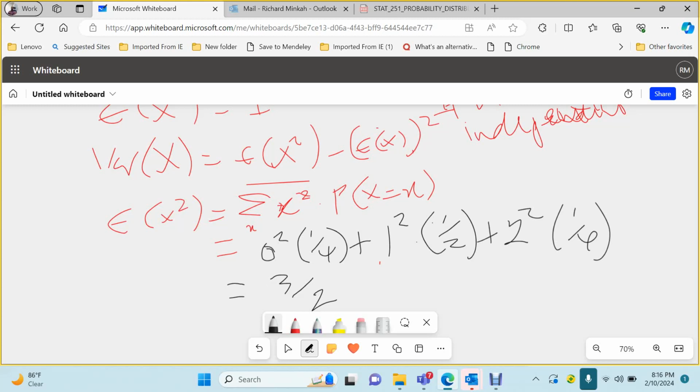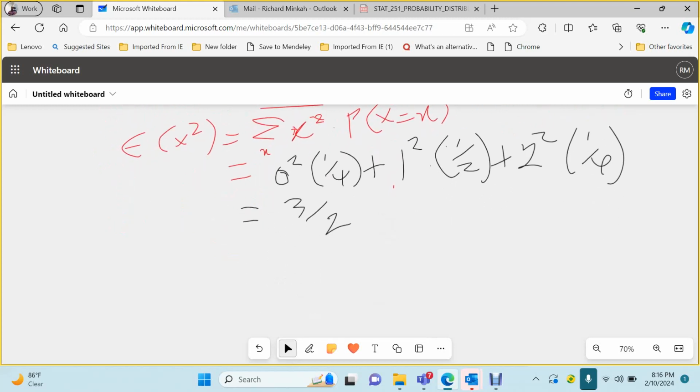But we are not done, right? We now have to find the variance of x. Remember, the variance is on the random variable, not the value the random variable takes. The variance of the value the random variable takes is equal to 0 because it's a constant. So please take note of that.